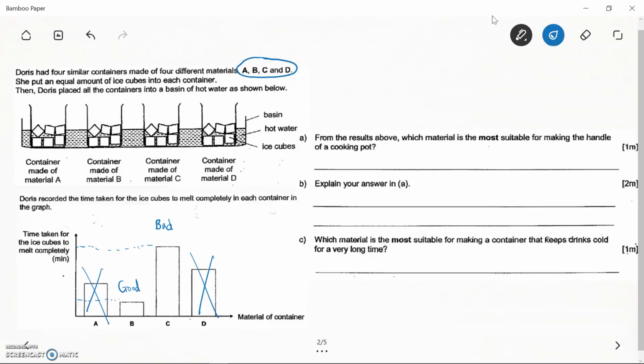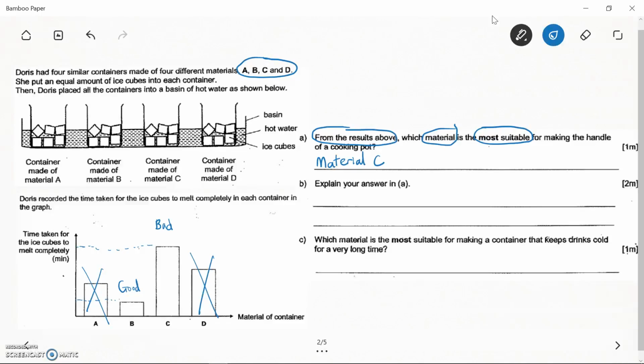From the results above, which material is the most suitable for making the handle of a cooking pot? Now we need to list from the results above. We are going to list down the most suitable material. We are just listing down. It's only 1 mark. Okay, the explaining part is on B. It's at question B, at part B. Okay, so this one I'm going to list. Just as I explained just now, so this one should be material C.